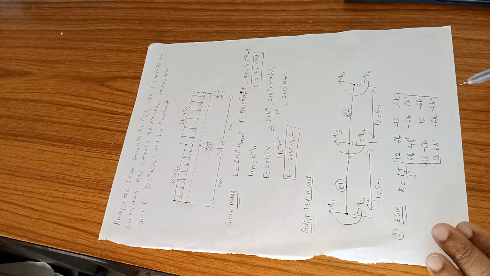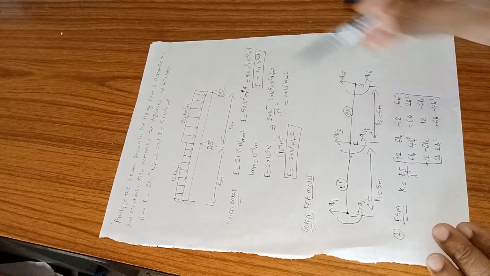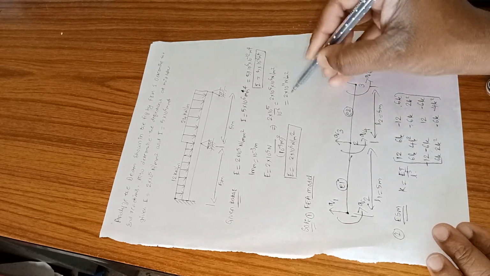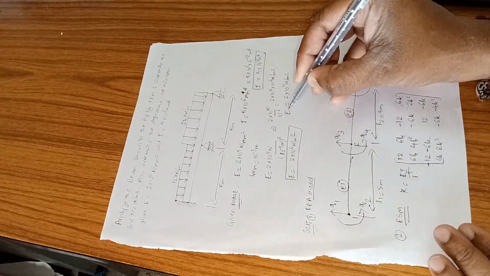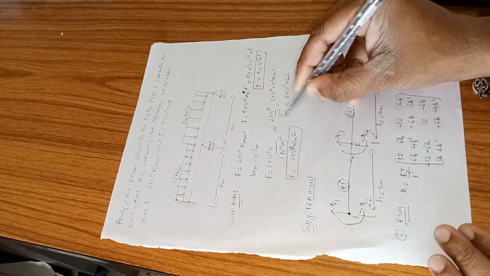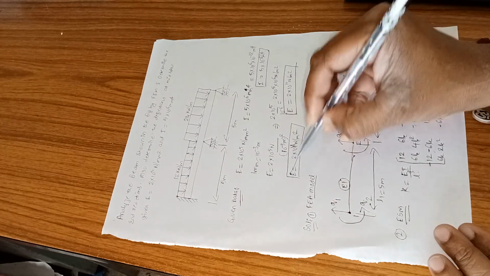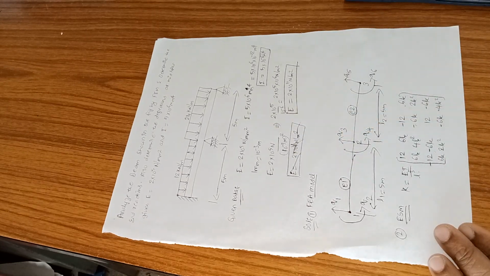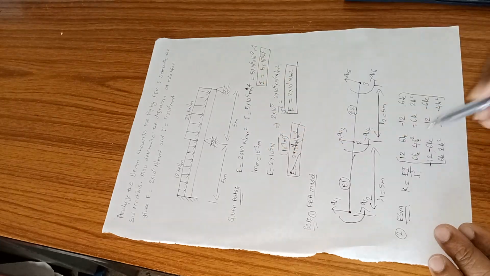Okay, now let me try to substitute all those values. The value of E is found to be 2 into 10 to the power of 6, and the value of I is found to be 5 into 10 to the power of minus 6. Actually the value of E is 2 into 10 to the power of 11, it's not 6. So this is wrong, it's 11. So the answer is 2 into 10 to the power of 11, and the value of I is 5 into 10 to the power of minus 6. And the value of L is going to be 5 for both the elements, and here also L I'm going to substitute as 5 only.